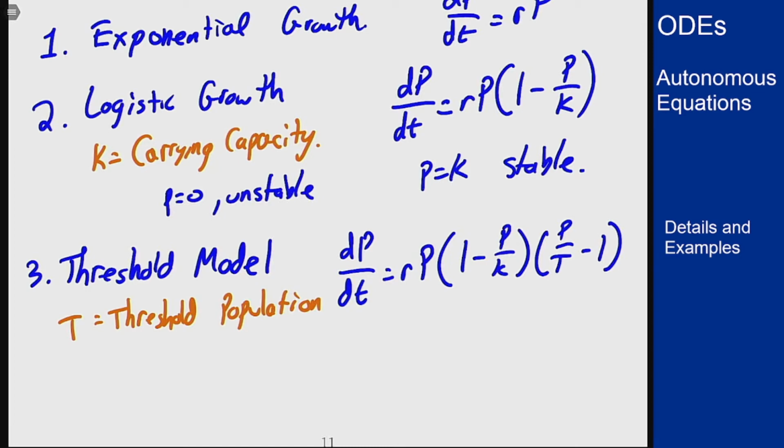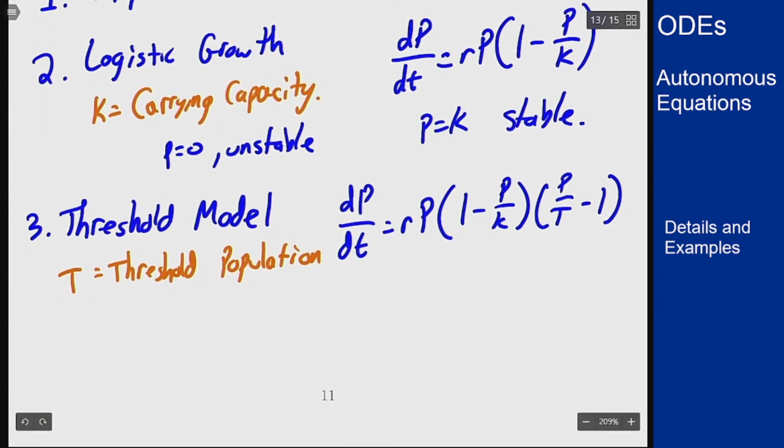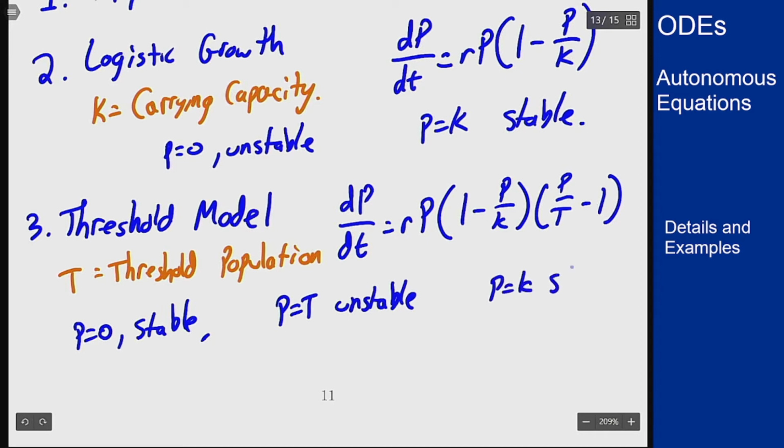So if the population drops below T, as in you're under this threshold, the population dies off as time goes on. This now has three equilibrium solutions. It has one at P equals 0, which is now stable, P equals T, which is unstable, and P equals K, which is stable again. If you are between 0 and T, T is unstable and pushes you down towards 0. If you're between T and K, you're going to flow upwards towards K and stabilize at the carrying capacity. And if you're above K, you'll fall down to the carrying capacity.